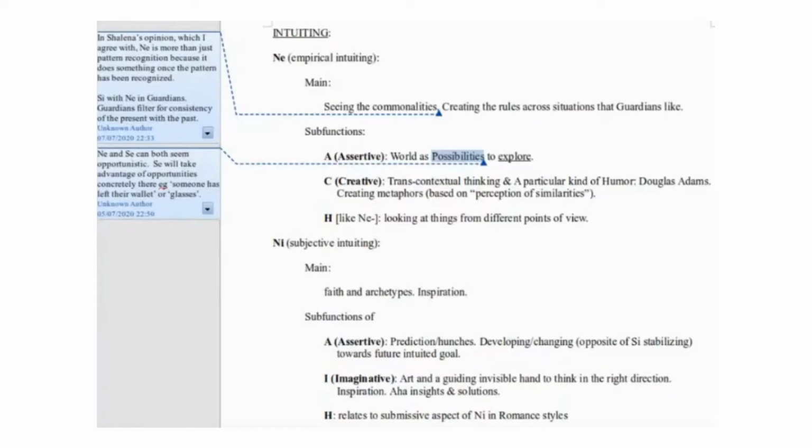Creative, transcontextual thinking. Particular kind of humour. Douglas Adams, yeah. I always thought of Douglas Adams as INTJ in MBTI. I mean, ITP in sociologics. Creating metaphors, perception of similarities, looking at things from different points of view.